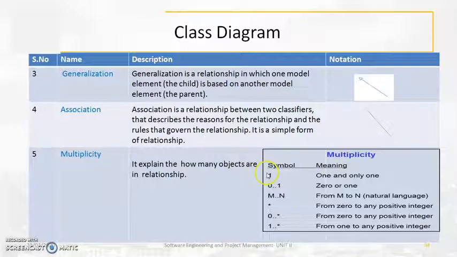The first, 1, represents that one and only one class is related with it. 0..1 means zero or one is related. Then m..n means from m to n. Star means from zero to many positive numbers. 0..star means from zero to any positive number. 1..star means one to many.